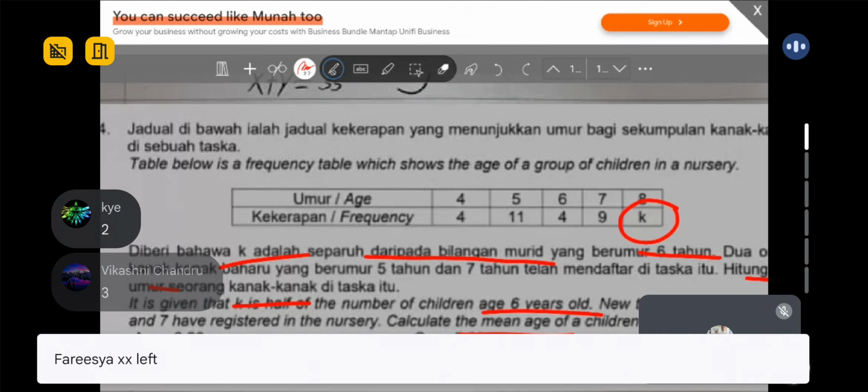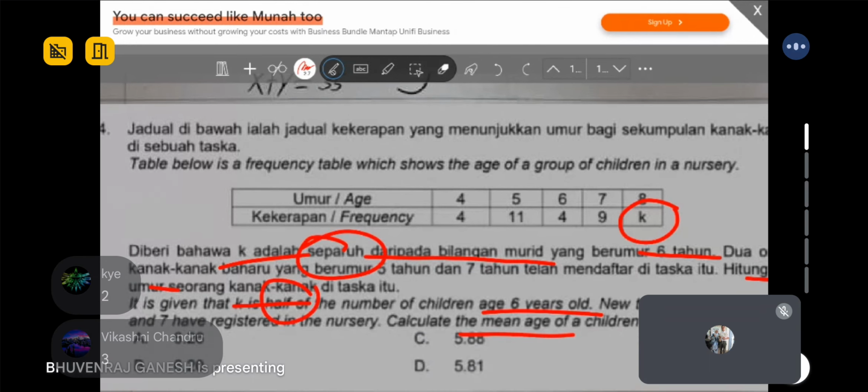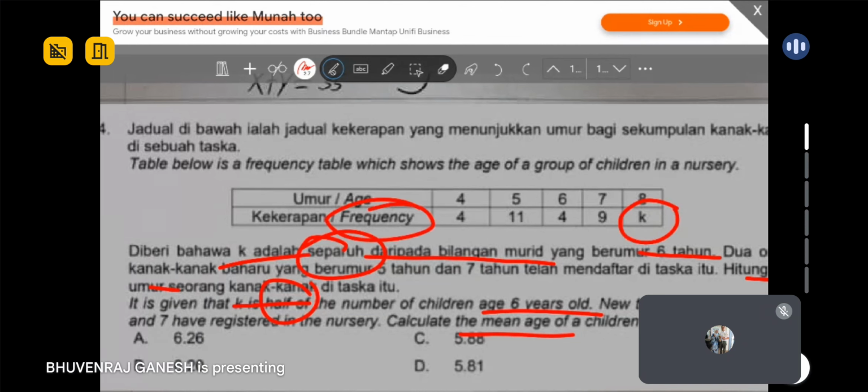Are you sure, guys? Half. Half of the number of children age 6. Yes, 2, guys. Don't get confused. Half refers to the frequency, guys. Separuh tu merujuk frequency dia, bukan umur dia setengah. Okay? It refers to the frequency half.